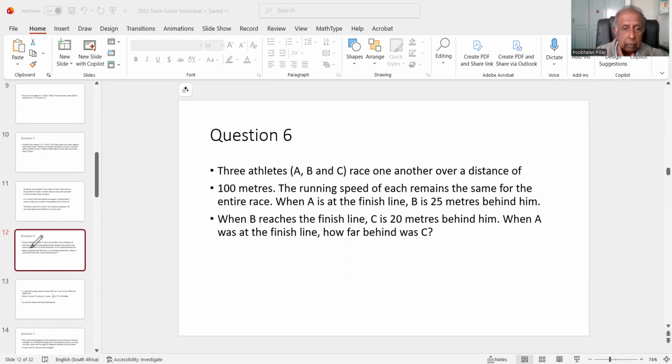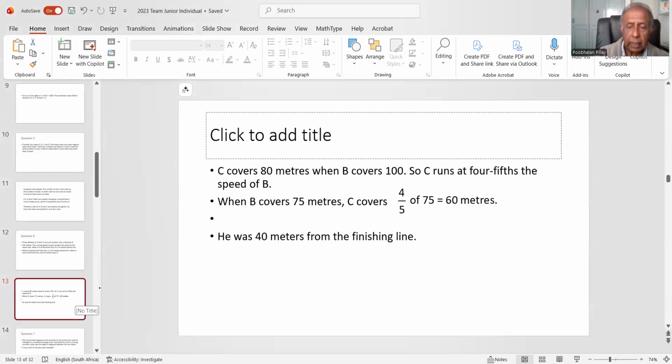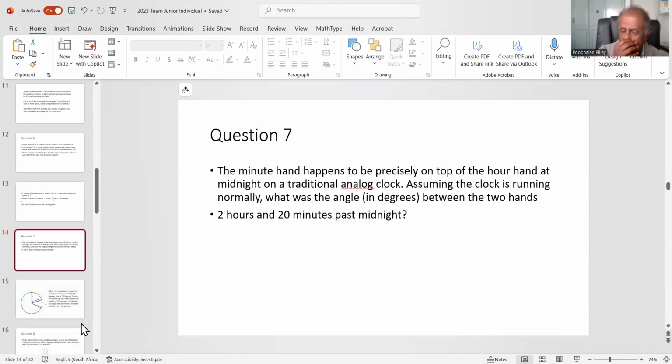Just as well I got the actual solutions, so I can check to see whether my answer was right or wrong. Okay, there I made a mistake, I was thinking that he had covered 80. If B was at 80 meters, then he was in fact at 75 meters. So one has to read the question carefully. Sorry about this.